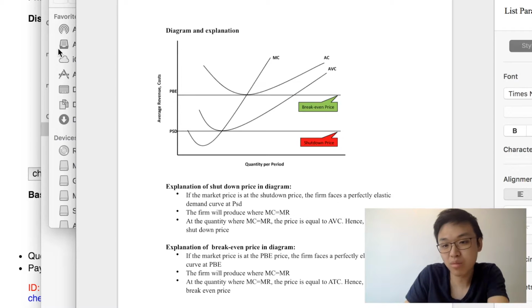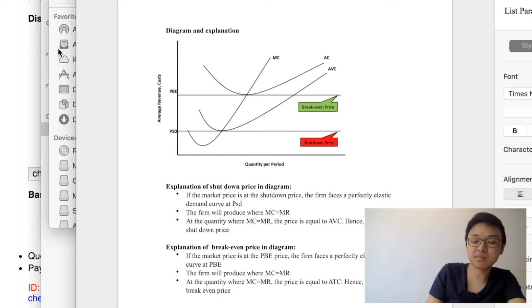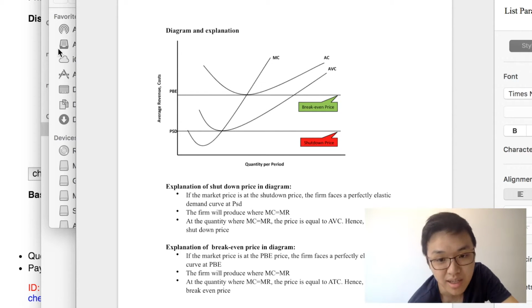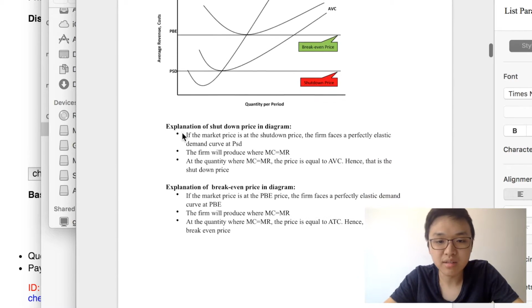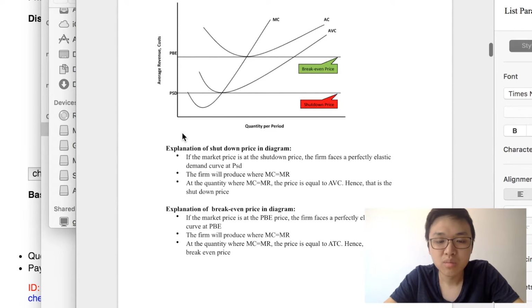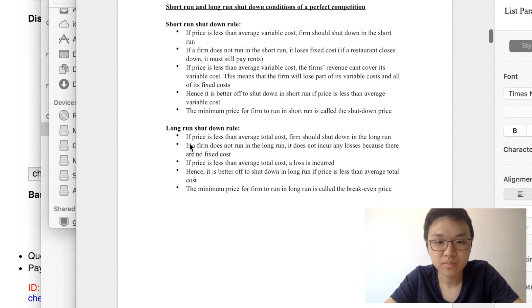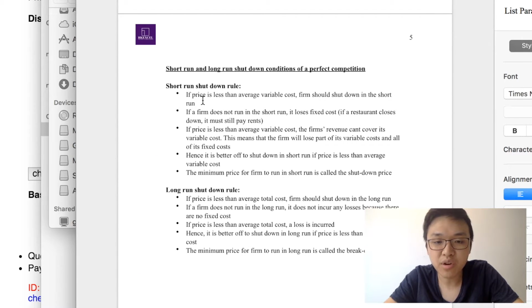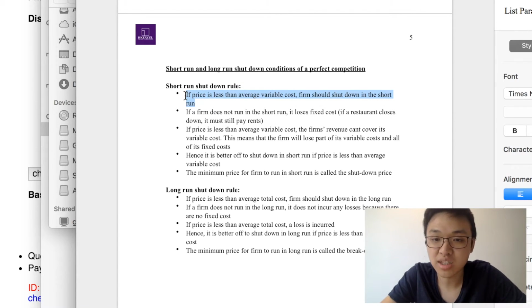So why would a restaurant shut down before even finishing its rental contract? Well, you can explain this with the IB econ concept known as the short-run shutdown rule. So let's look at the short-run shutdown rule. If the price of the firm is less than average variable cost, the firm should shut down in the short run.